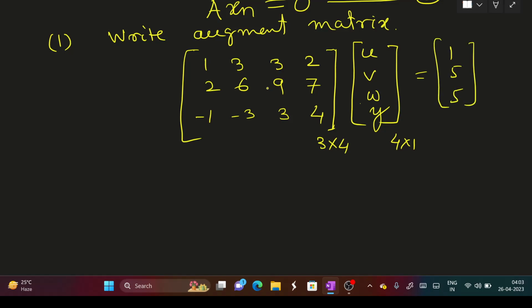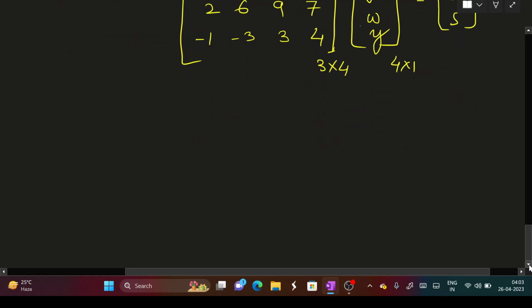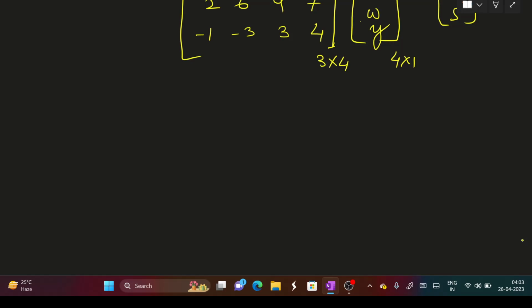This is given to us. Now with this system of equations, first of all we'll verify that the coefficient matrix is singular and that the system has a solution. So step 1, write the augmented matrix.